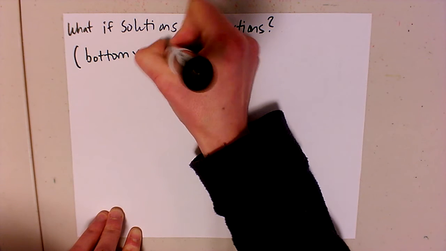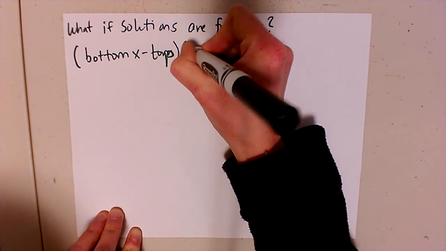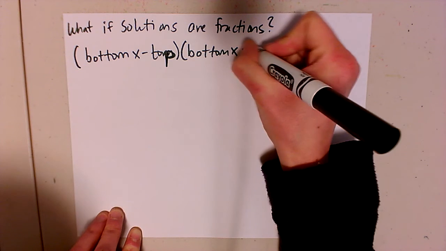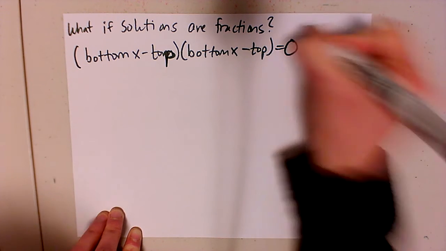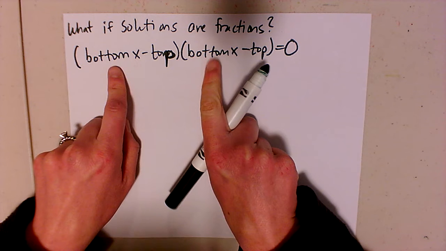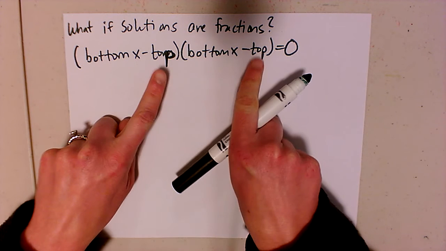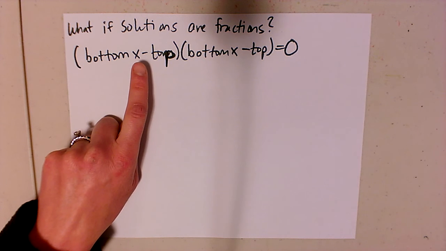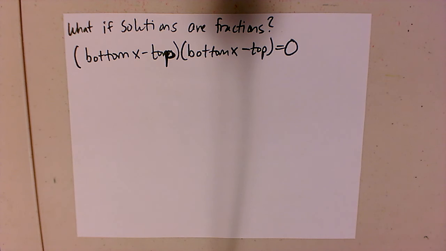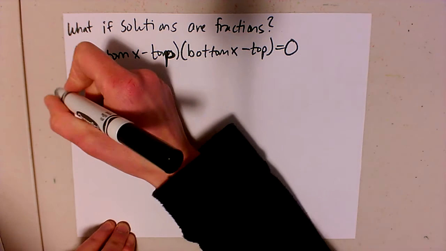So a more detailed way of thinking about this is, you could have bottom x minus top times bottom x minus top, and the whole thing is set equal to 0. So the bottoms that I'm talking about are the denominators of your fraction, and then the tops that I'm talking about are the numerators of our fraction. Okay?